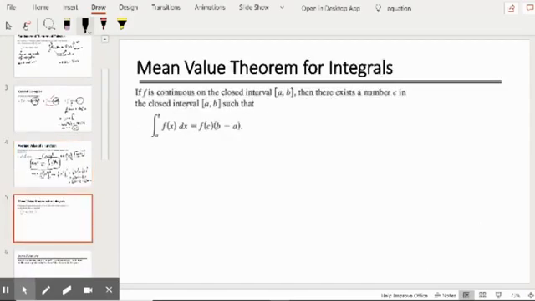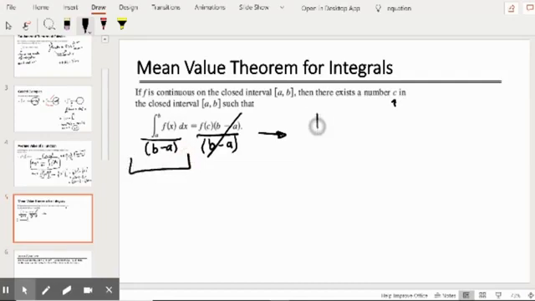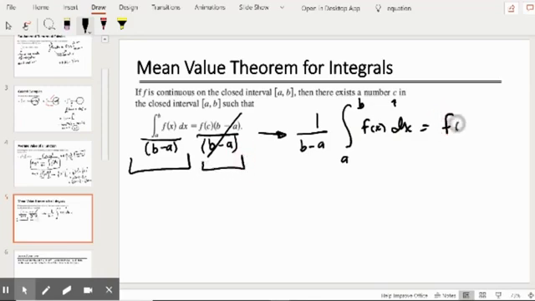The mean value theorem for integrals states that if f is continuous on the closed interval [a, b], then there exists a number c in that interval such that the definite integral of f of x from a to b is equal to f of c times b minus a. Now, we can rearrange this formula. If I divide both sides by b minus a, we see that the left-hand side becomes 1 over b minus a times the integral from a to b of f of x dx, equal to, and the only thing left on the right-hand side is f of c.